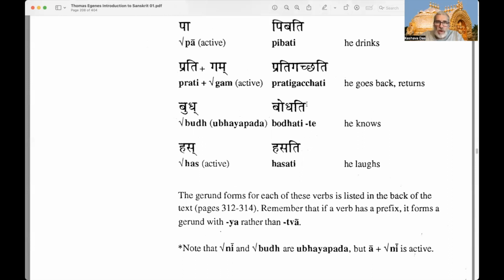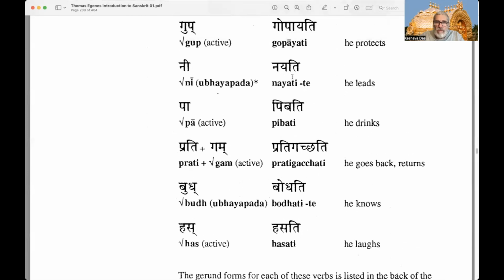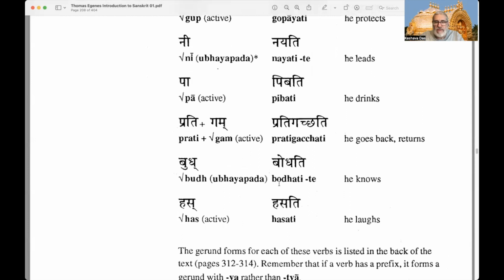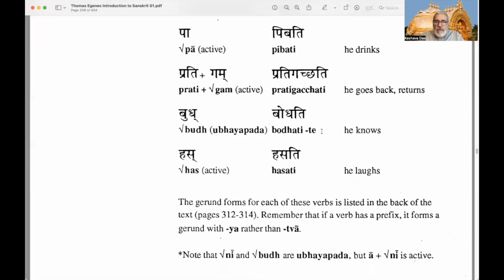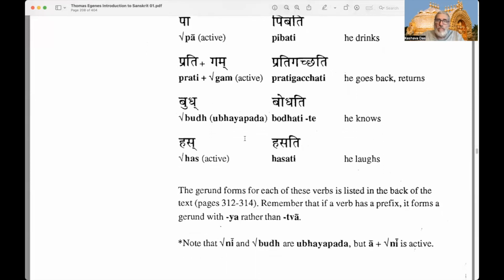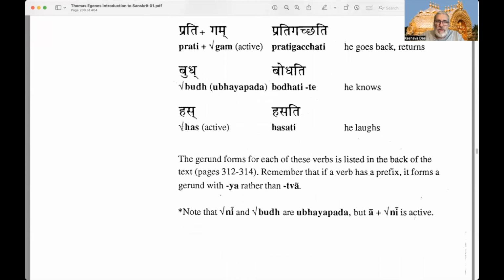It's interesting. He doesn't show nayate in the Roman here with nayati. He shows only nayati in the Devanagari and only bodati in the Devanagari. He should actually show nayate and bodate here also, if he's going to say that this is ubhayapada, taking both. Anyway, I would put both in there. Bud means to know. Then the last one is has. Has means to laugh. It's parasmaipada, active endings, so hasati means he laughs.